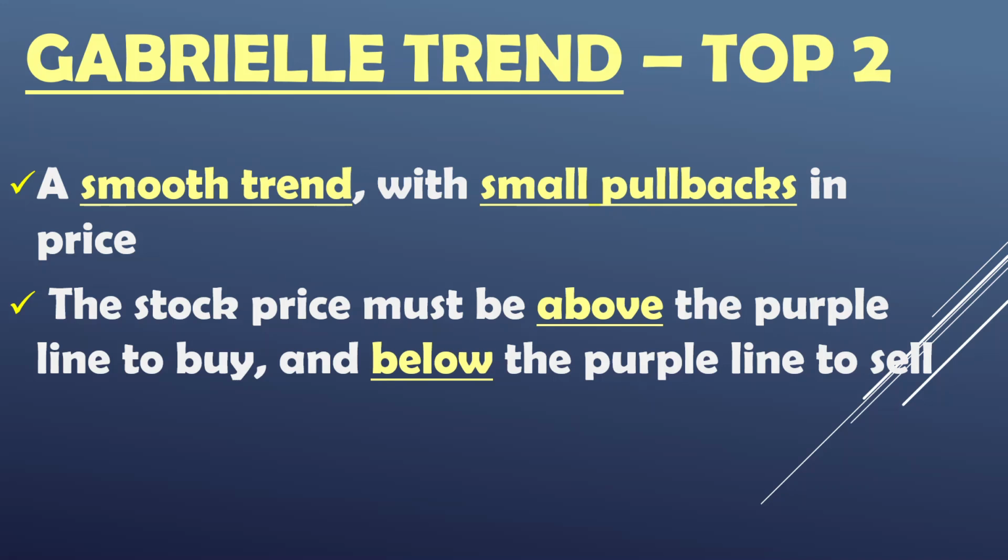That's the first signal. The second signal involves the position of the stock's price relative to the 50-day moving average, that purple line. If Gabrielle is considering buying, the stock price must be above the purple line. If she's selling, it should be below the line. The 50-day moving average is simple, but it's powerful. It's a powerful tool to gauge the stock's overall trend and momentum.